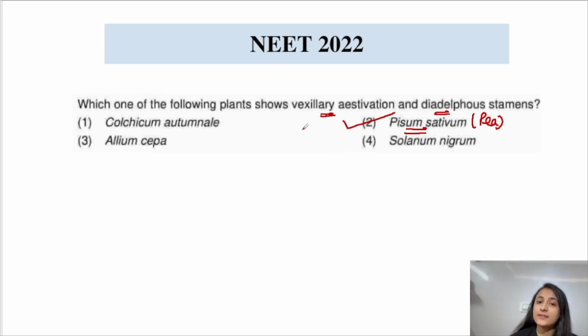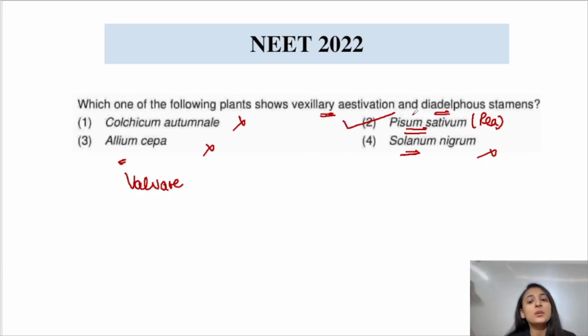Okay, and regarding vexillary estivation, all of the members of the family Fabaceae would show vexillary estivation. So pea and beans were the examples that we studied in the previous video. Regarding the other options, all of the other options show valvate estivation, so these options are incorrect. Solanum nigrum is potato, Allium cepa is onion. So all of these 3 examples are incorrect. The correct answer is option number 2, Pisum sativum. Option number 1, 3 and 4 are incorrect.